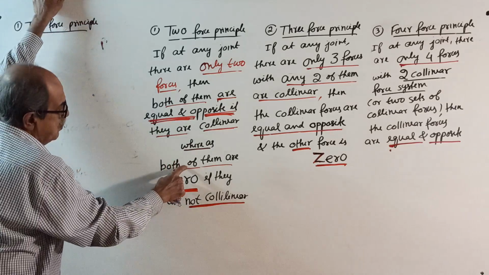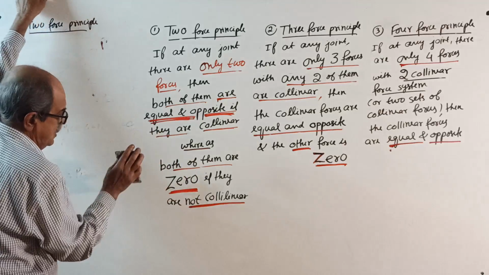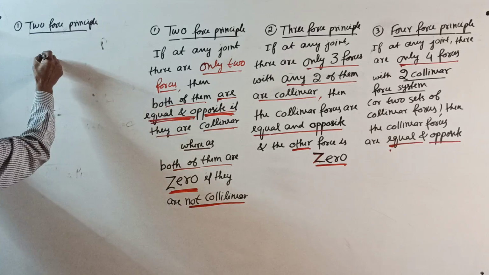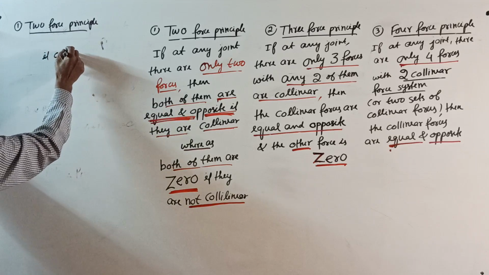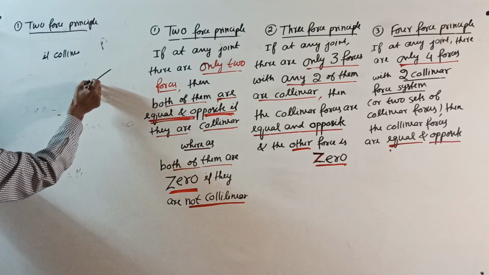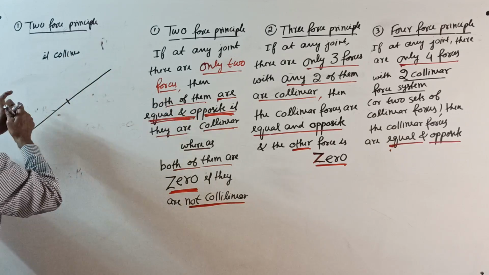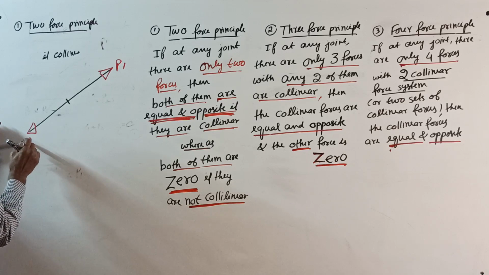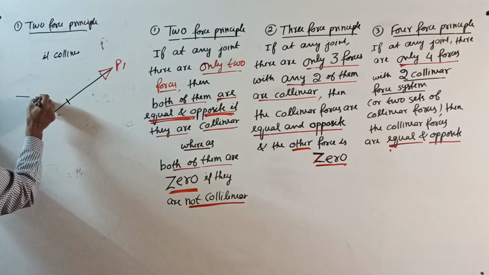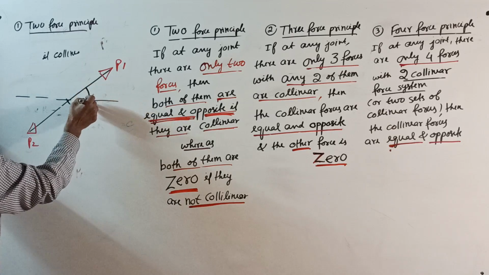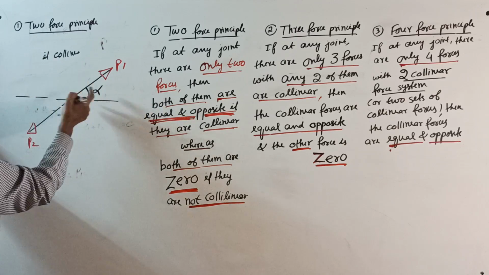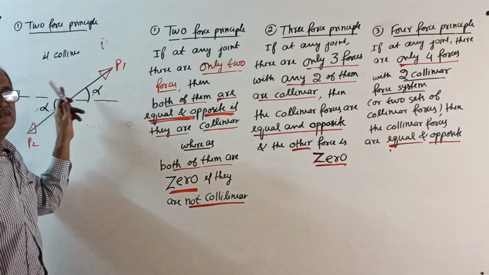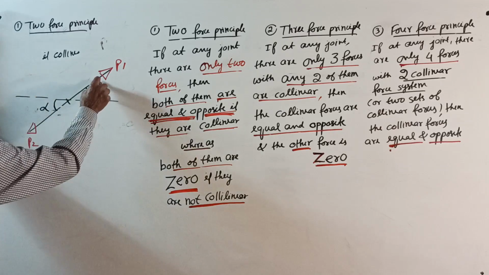Now I proved both of them are 0 if they are not collinear. Now, second one, if collinear, take any angle randomly. You take one of them as P1 this way, the other this way as P2. Put an angle here with a horizontal line. Let it be any angle alpha. If that is alpha, this is also alpha, because this is collinear.